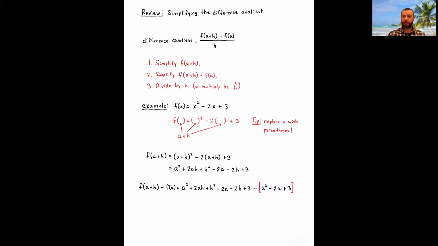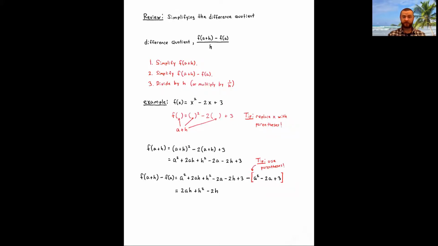Now, if you feel comfortable with your algebra, you probably won't make the mistake of forgetting that here we have to subtract that whole quantity. So notice I used brackets there in red. Another useful tip: use parentheses, specifically around any quantities that you're subtracting. If you put red brackets around f of a, that's basically the original function, just with a instead of x inside of it.